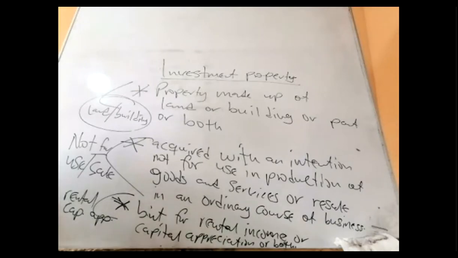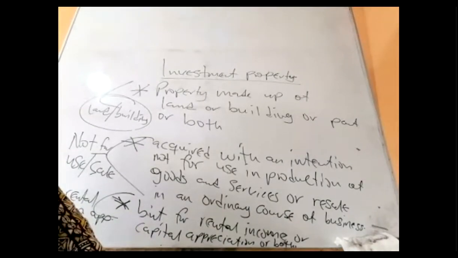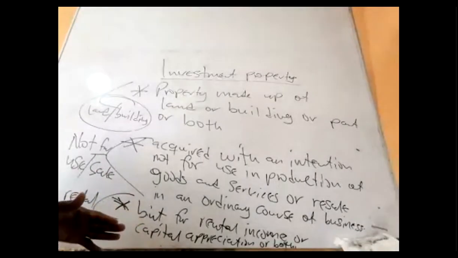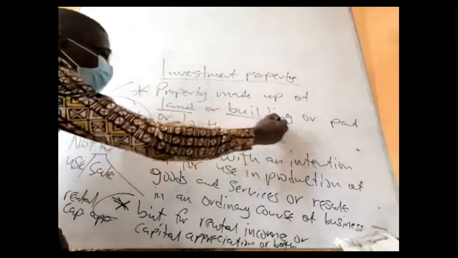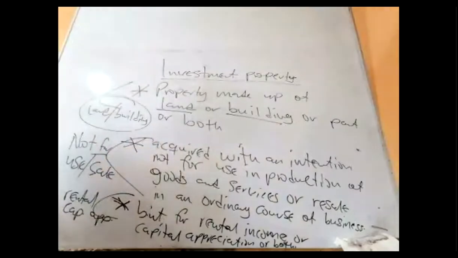So let me ask, can a container or a kiosk be an investment property? Can vehicles be an investment property? Vehicles, no, because a vehicle is not a land or a building or a part of a land or both. What about kiosk or container? Can it qualify to be an investment property? Maybe I have some 3 containers somewhere and then 2 kiosks somewhere for rent. Yes, for rental income. Can it qualify? Let's see. We'll look at that in the subsequent sections.